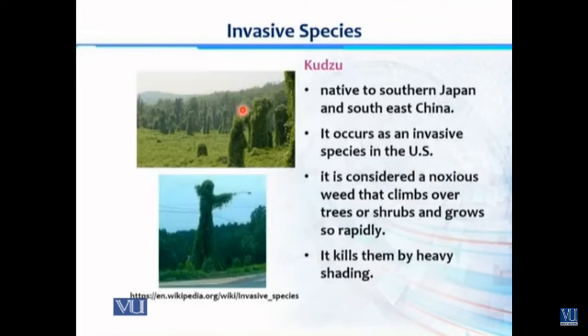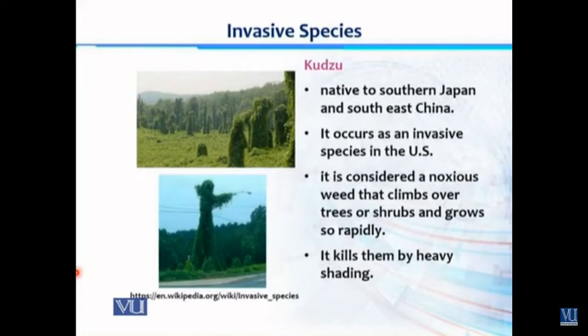Kudzu is another example of an invasive plant species. It is native to Japan, and it was introduced to the USA as something which grows rapidly, because its growth is about one foot in a day. They were impressed that a lot of greenery and forestation would come, since so much area becomes green very quickly, so they introduced kudzu in the USA.